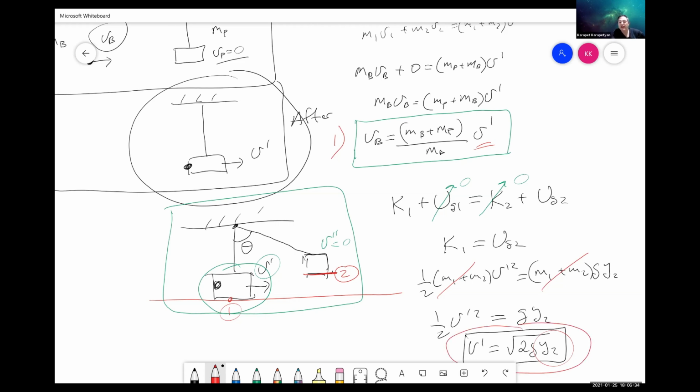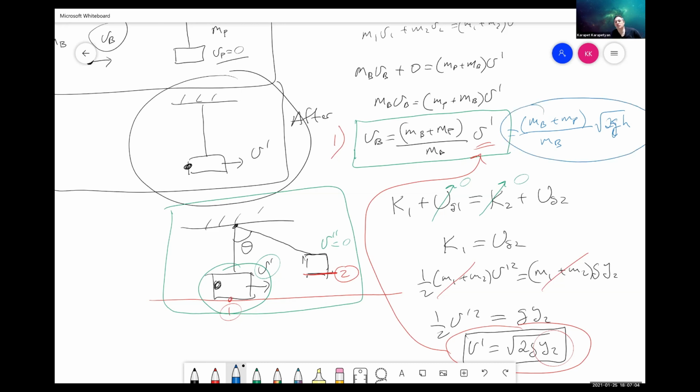Because once you have that, then you can come back, bring that into this equation, and solve for the VB, velocity of the bullet. That means this is equal to (m bullet plus m pendulum) divided by m bullet, then the square root of 2 g y2. Or if you want, you can say just 2gh. And that's basically the equation that we're going to need to solve for the velocity of the bullet before collision. Right. Any questions?